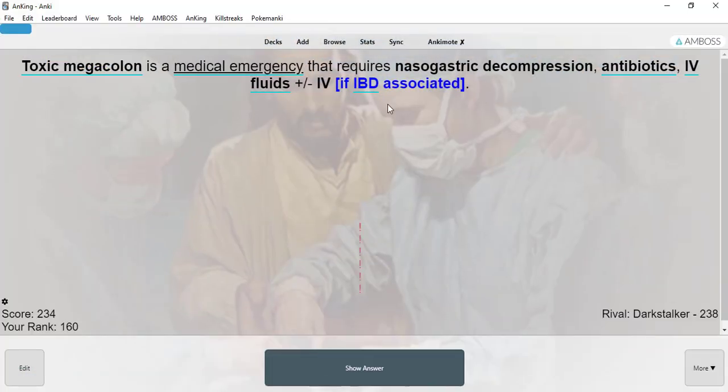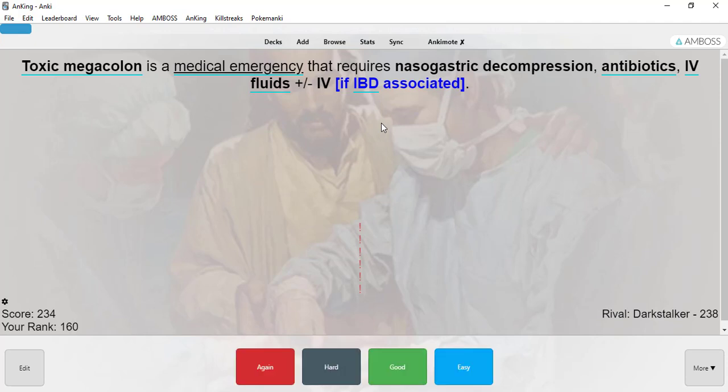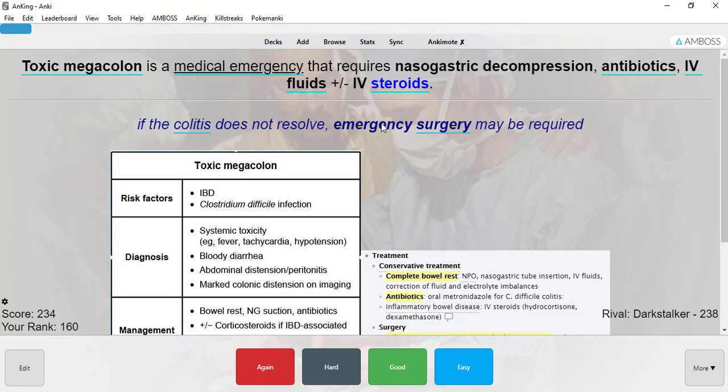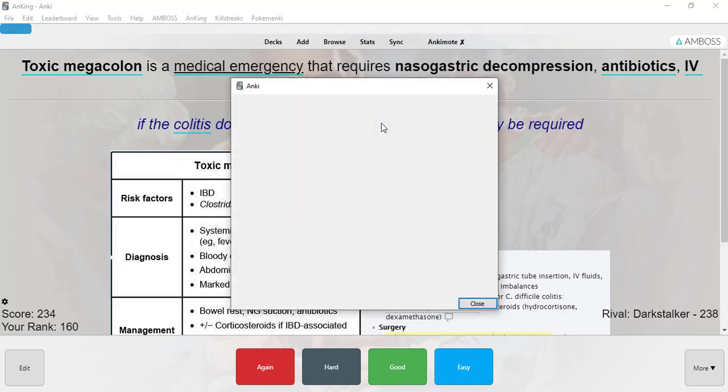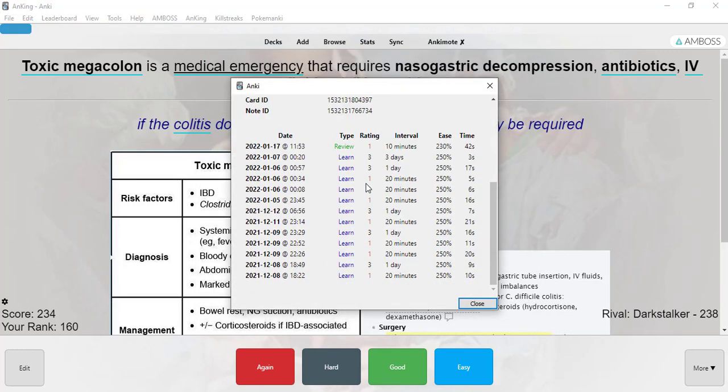Let's focus on this card. Toxic megacolon is a medical emergency that requires nasogastric decompression, antibiotics, and IV fluids, plus or minus steroids if inflammatory bowel disease is associated. I've done this card for a pretty long time, and I know the answer is steroids. But you can look at the information of this card. Press I. If you press I, you can see the number of times I have done this card. I did this for the first time on December 8, and today is January 17.